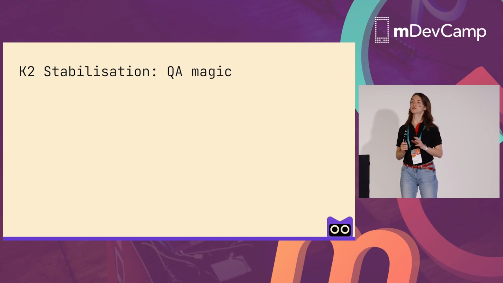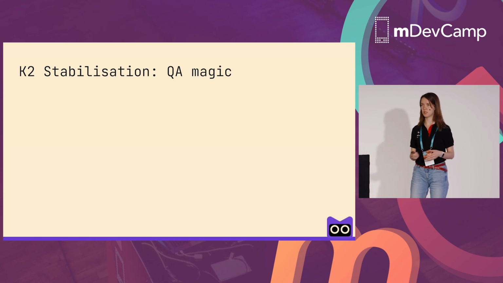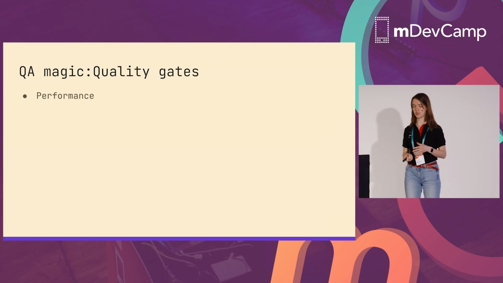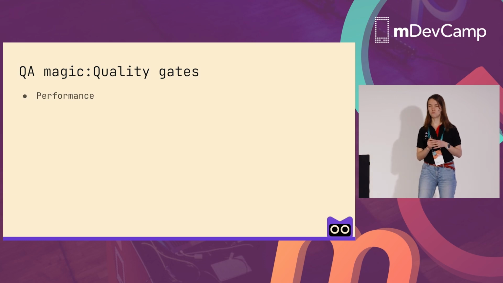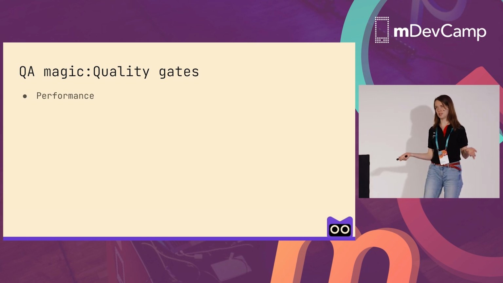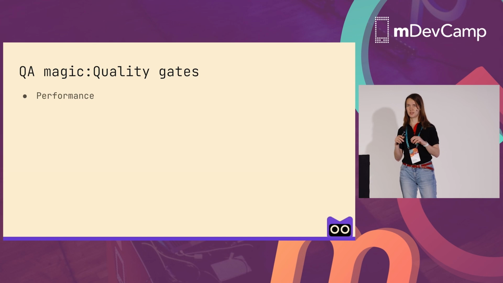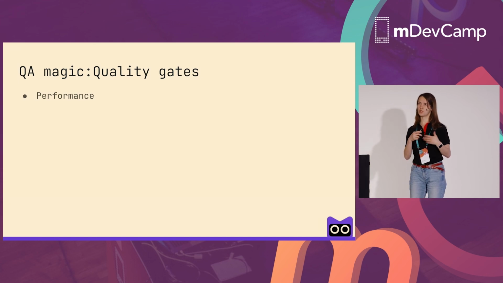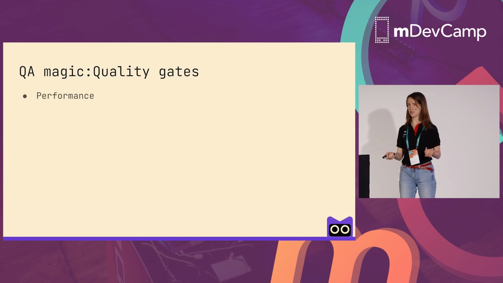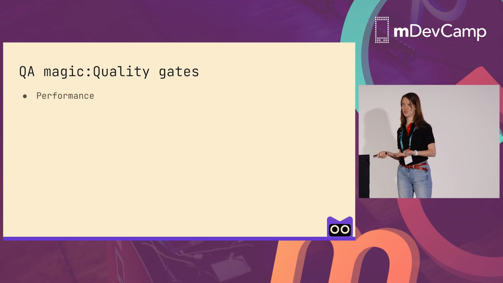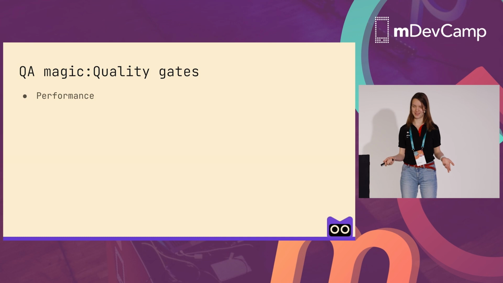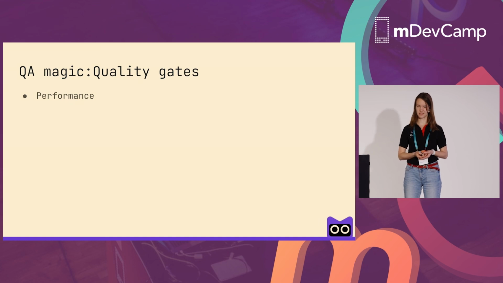Usually QA looks at what have we done, what we are going to stabilize, and then tries to structure it. So one of the magic things we do is set quality gates. This is the thing which would actually indicate to us that we have achieved our goals, this is stable enough, and our users will be happy enough with that.